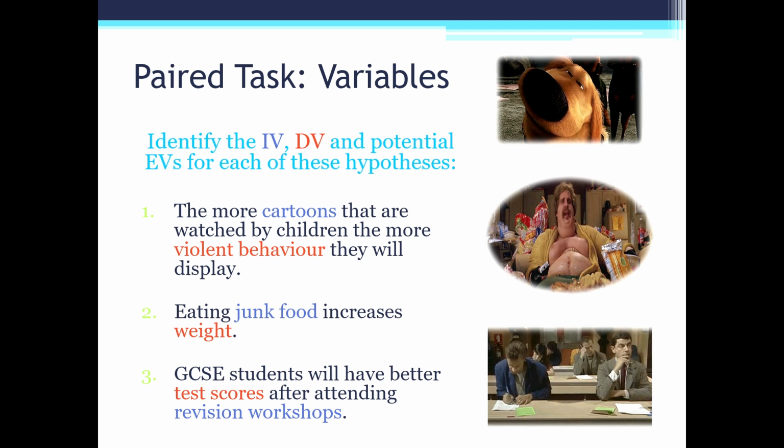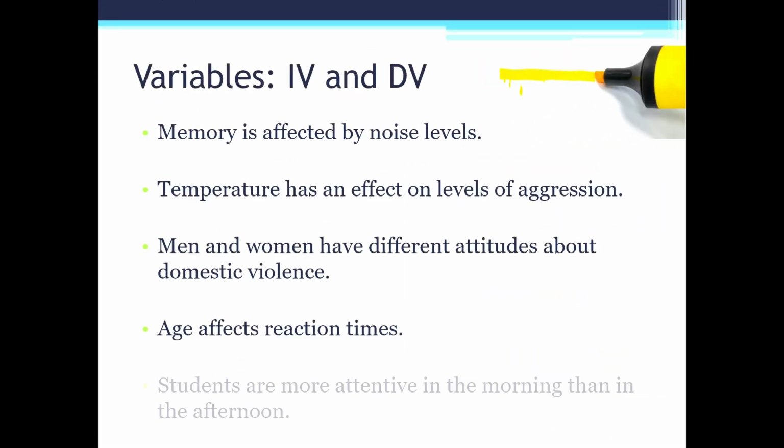And so it's important for psychologists because we need to know what these EVs are so that we can do something about them and control for them. So that's what the second half of this PowerPoint will be about. So let's have a look at some more IVs and DVs. So memory is affected by noise levels. Well, we're measuring memory and we're saying it's affected.